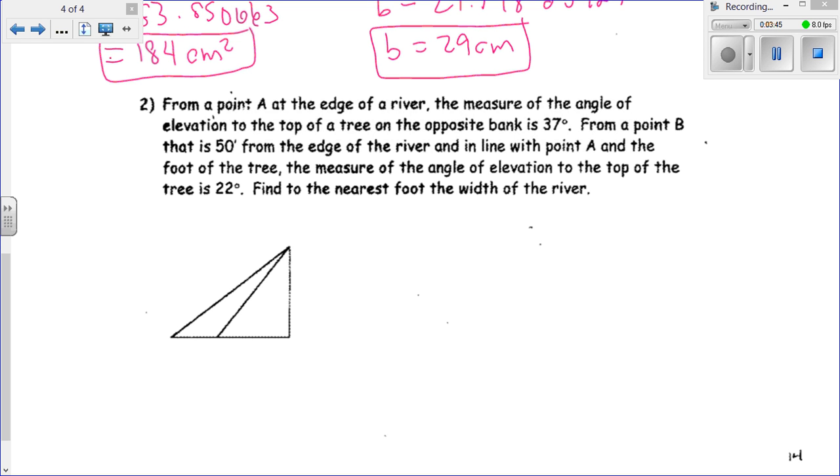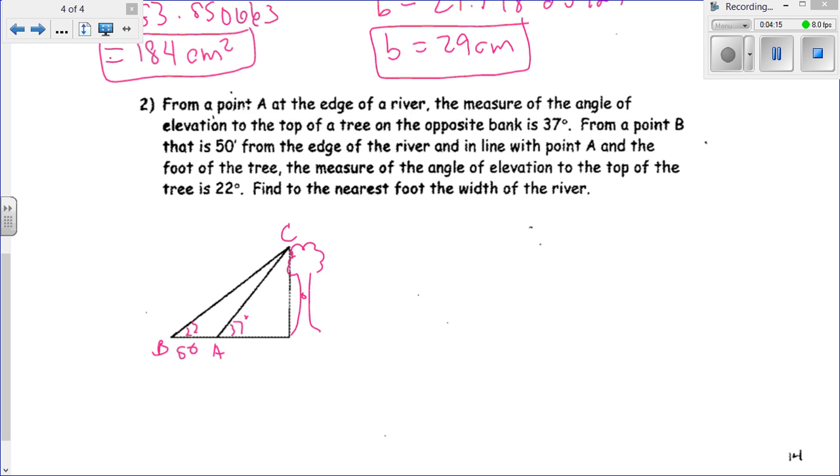Well, the farther you get away from something, the smaller the angle of elevation is, so that kind of helps us determine where's A and where's B. This is my tree over here. Okay, so that makes this A, and this is 37 degrees. That makes this B, because that's 22 degrees. Those are the smaller angles. They've got to be farther away from the object. The distance between A and B is 50.